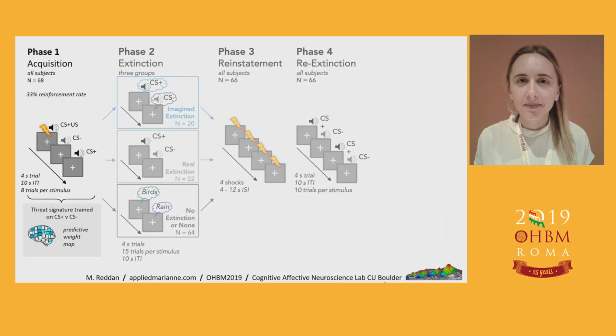In order to test to see if threat was recovered in the brain, we decided to create a neural threat signature that was predictive of threat in this study. So to do that, we trained a linear support vector machine classifier to predict the CS+ and the CS- during the acquisition trials on the unreinforced CS+ trials.